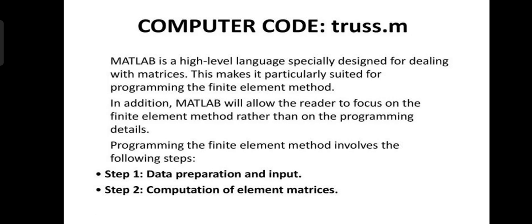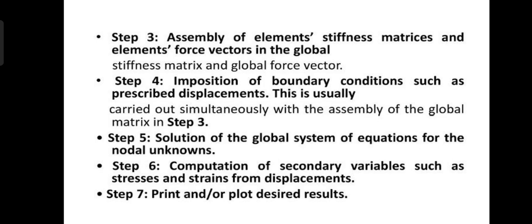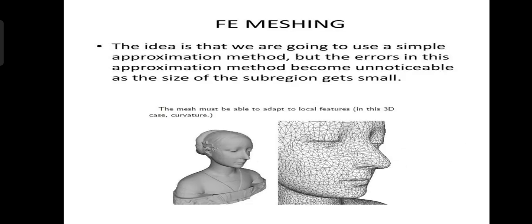Step 1, data preparation and input. Step 2, computation of element matrices. Step 3, assembly of element stiffness matrices and element force vectors into the global stiffness matrix and global force vector. Step 4, imposition of boundary conditions such as prescribed displacements. This is usually carried out simultaneously with the assembly of the global matrix in step 3. Step 5, solution of the global system of equations for the nodal unknowns. Step 6, computation of secondary variables such as stresses and strains from displacements. Step 7, print and or plot desired results.